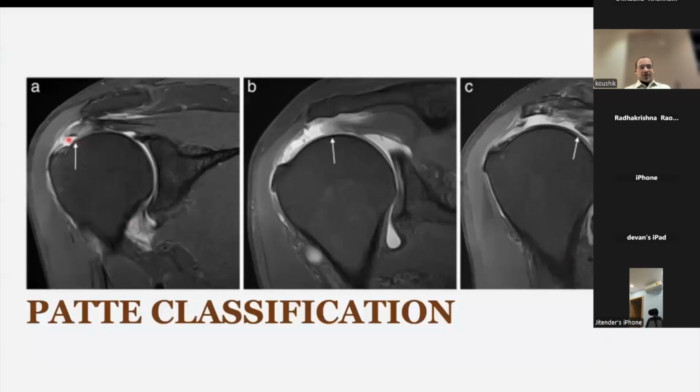Based on the tendon retraction, we have Patte's classification, where this is a stage 1 retraction, stage 2 retraction, and stage 3 retraction. Our point is the mid-humeral level. If it is not reaching the mid-humeral level and is near the insertion, then it is a grade 1. If it is at the level of the mid-humeral level, then it is a grade 2. And if it is beyond the mid-humeral level, near the coracoid process, then it is a grade 3. This is retraction, which helps the orthopedic surgeon to decide before the surgery.